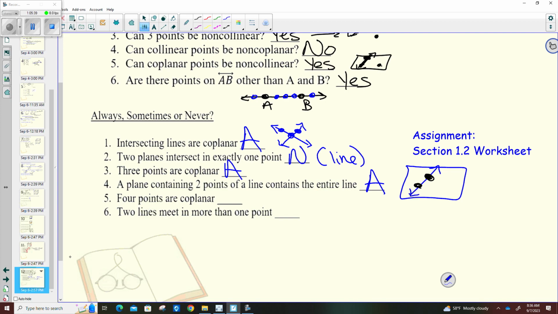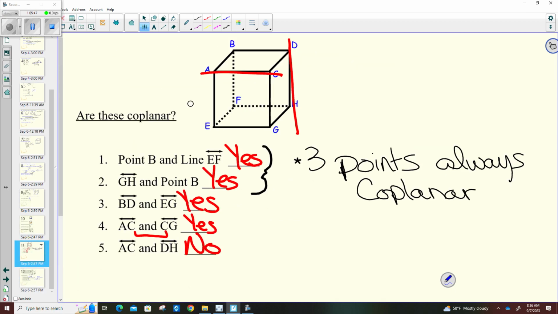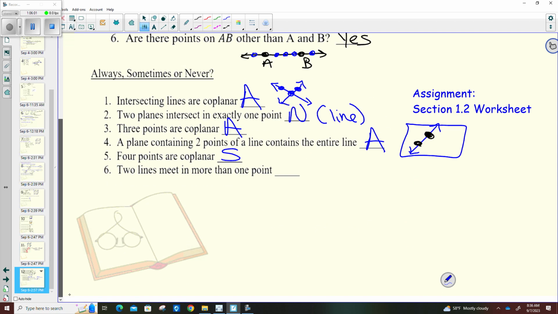4 points are coplanar. Sometimes. Think back to our cube. Do I have a cube on this page? Nope, I'm going here. If I look at 4 points and I pick A, C, G, and E, are those coplanar? Yeah? But if I pick A, C, G, and H, are they coplanar? No. So that's a sometimes for sure.